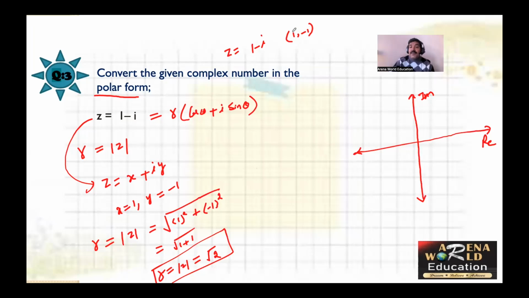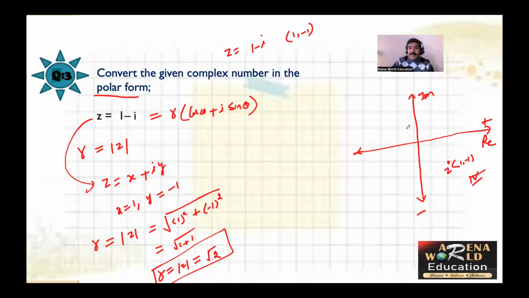So the real part is positive and the imaginary part is negative. So tell me, in which quadrant will this be? Yes, very good. This will be in the fourth quadrant. Here, the real part is positive and the imaginary part is negative. Very good. So here, this is your point 1 comma -1.